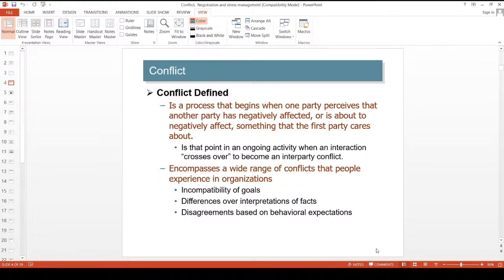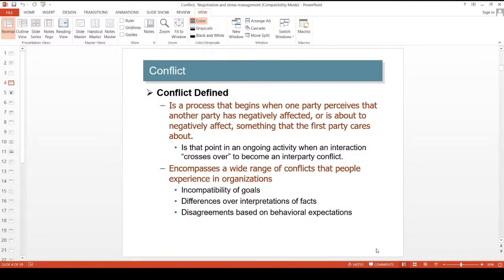Then differences over interpretation of the facts. This is very important. Sometimes different things are interpreted in different ways by different stakeholders. Whenever there are two parties and they have different interpretations about particular facts, then again a situation will occur which is termed as conflict.